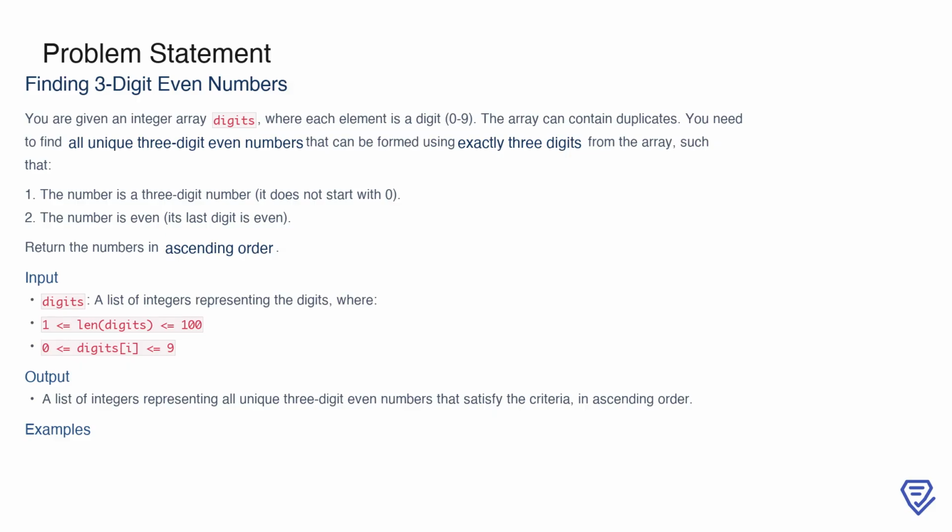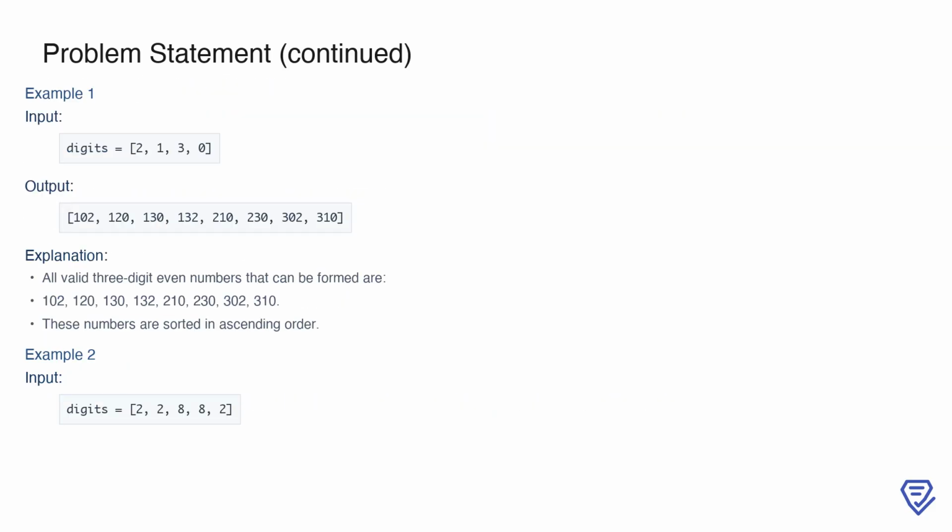The input is an array of integers, where its length can range from 1 to 100, and each element is between 0 and 9. The output is a sorted list of integers representing the valid three-digit even numbers that satisfy these conditions. Let's go through an example to better understand how this process works.